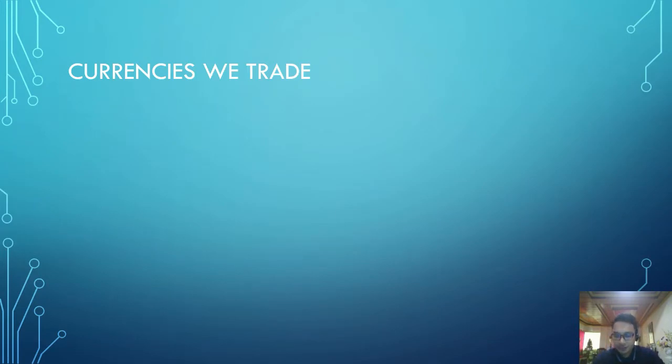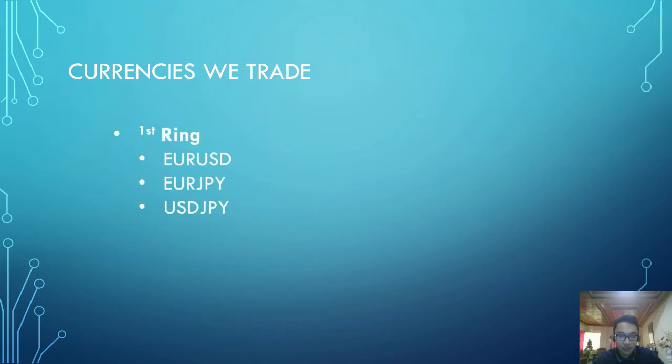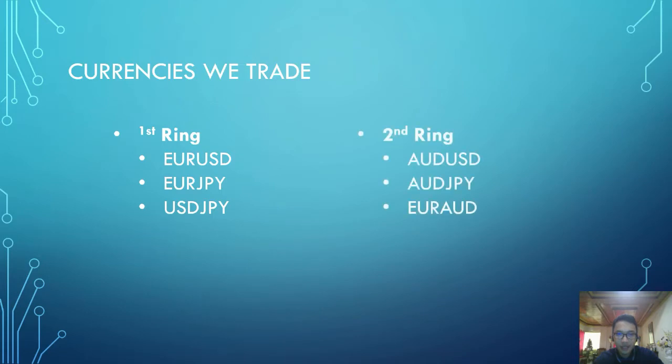So what are the currencies that we trade? I think I have discussed this in the initial orientation, but let me share this again to you. So the first ring is Euro USD, Euro JPY, and USD JPY. The second ring is more volatile. It's AUD USD, AUD JPY, and Euro AUD.